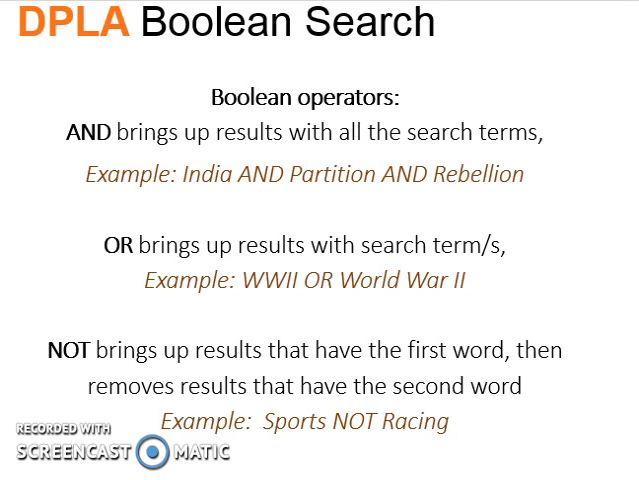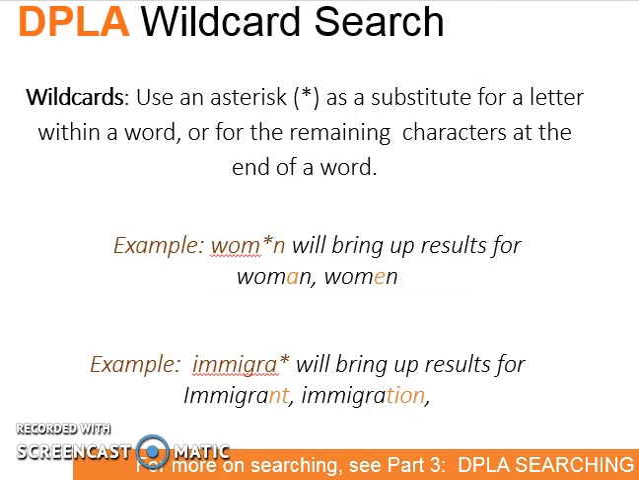Boolean search operators obtain. Note that the default, if you put two words into the search string, it automatically defaults to AND. However, it supports Boolean searching of AND, OR, and NOT. DPLA also supports wildcard searching. The asterisk can be used to substitute for one letter within a word or for the remaining characters at the end of a word. Again, for more information on searching the DPLA using the search box, we'll cover more of that in Part 3.